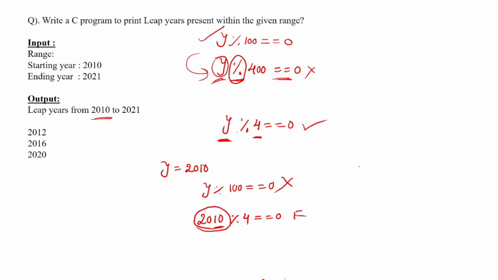But suppose take another year within this range: 2012. This is not a century, so again check this condition. Modulo 4 equal to what will be the result? The last two digits are completely divisible by 4, so we get remainder 0. This condition is true, so this is a leap year. 2012 is a leap year. Actually, you have to check each and every year within this range: 2010, 2011, 2012, 2013, etc.